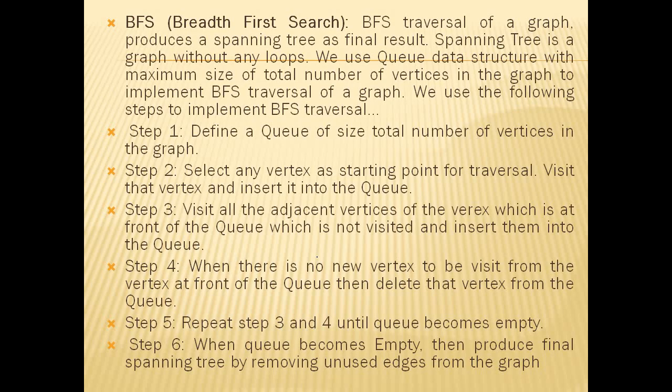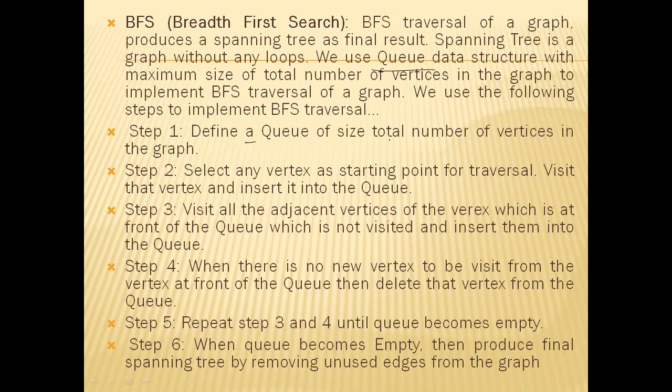Next one is BFS, breadth first search. Here it is also the same way of traveling, but it is a very easy method when compared with DFS. Here we are using a queue. In the previous example, we didn't visit all the adjacent vertices at a time. We visited one by one. But here we will visit all the adjacent vertices at a time. That's the difference between BFS and DFS.